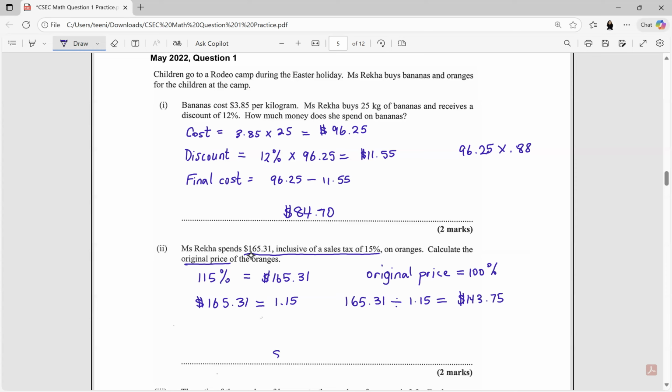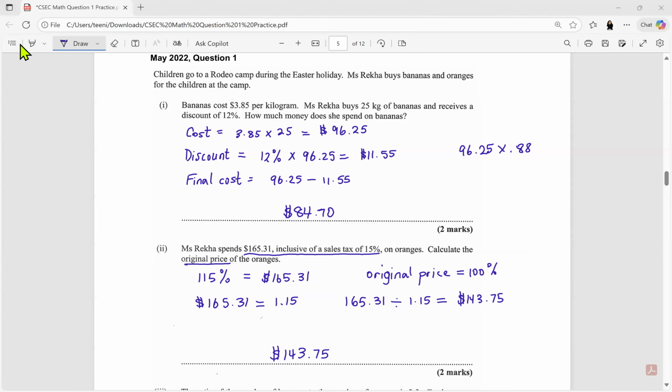So to check this one, so this answer is $143.75. To check if your answer is correct for a question like this, where they give you the VAT inclusive or sales tax inclusive price, what you need to do is you work backwards, right? So I got $143.75. So let's see if that works out. What is 115% of 143.75? Let's check that. 143.75 times 1.15 is 165.31. Right, Nia and Zafi?